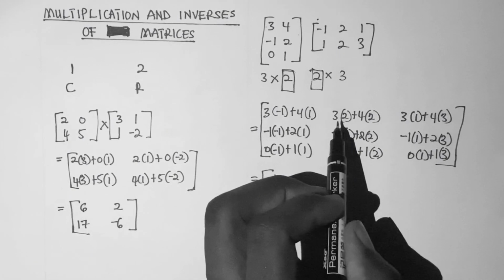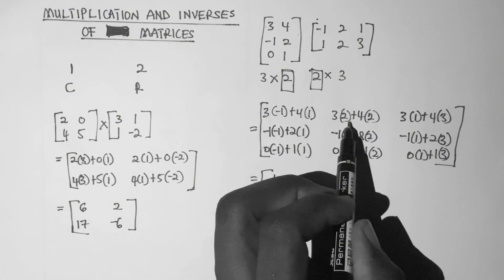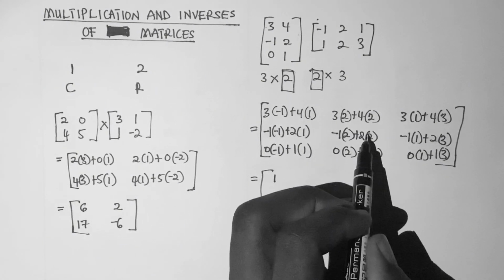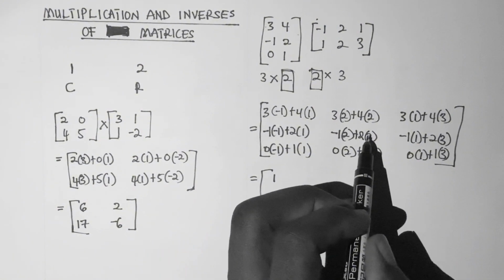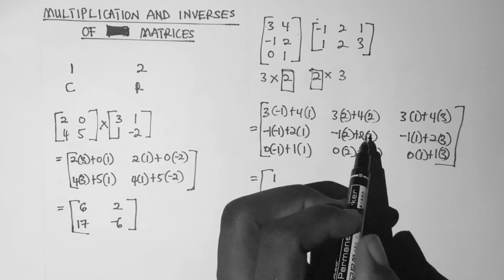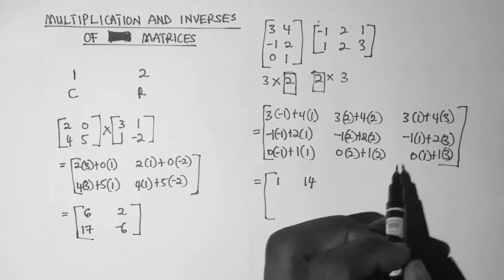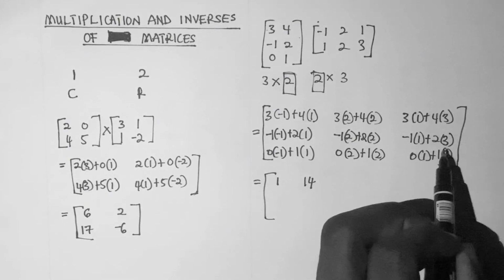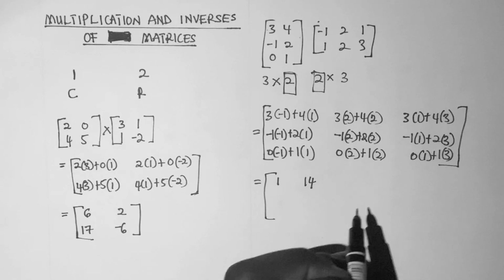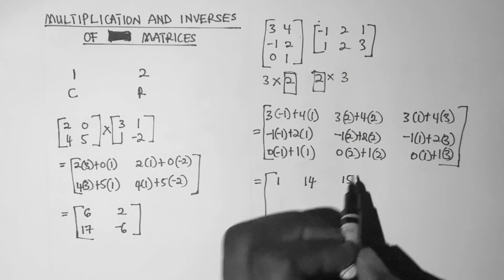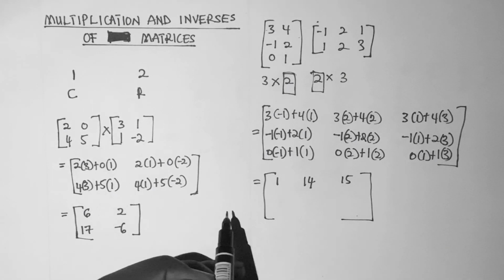And then here is 3 times 2 is 6, then plus 4 times 2 is 8. So 6 plus 8, that will give us 14. So here's 14. 3 times 1 is 3. Then 4 times 3 is 12. 3 plus 12 will give us 15. So here's 15. So bracket close.